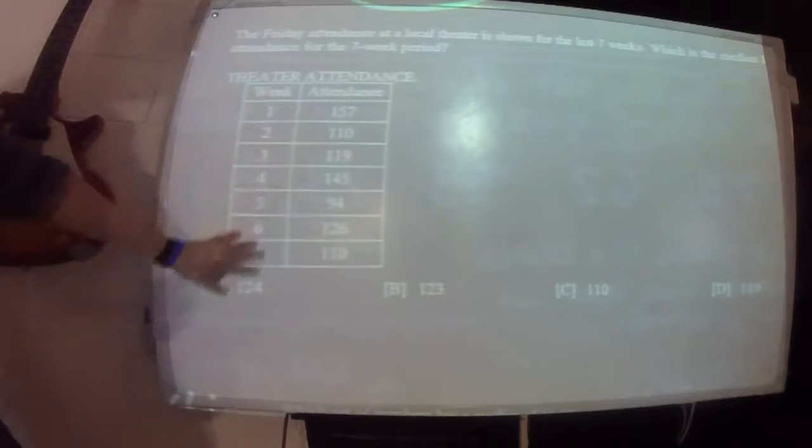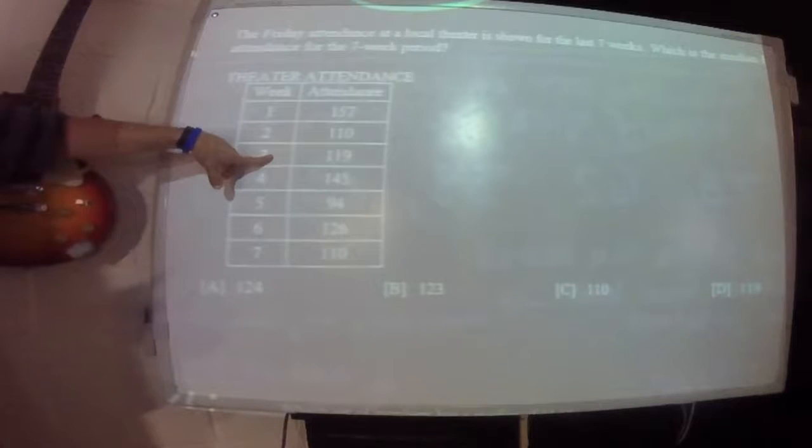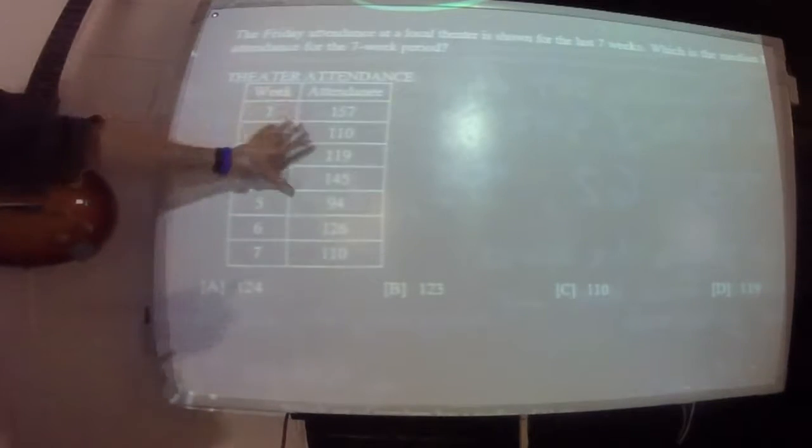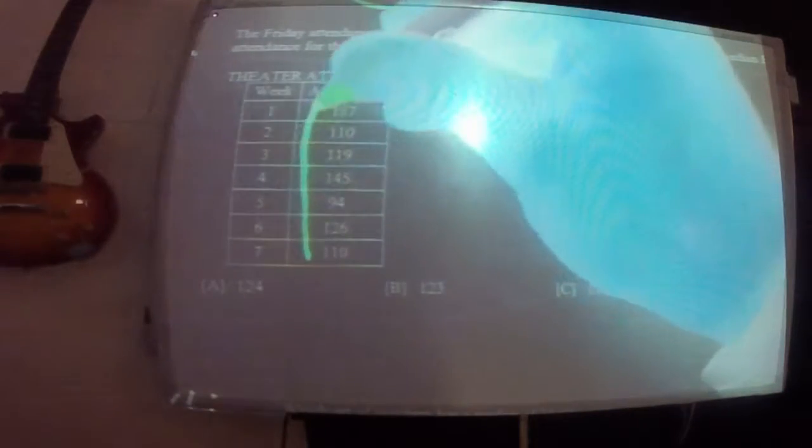These numbers over here don't concern you other than the fact that this was the first Friday, that was the second Friday, that was the third Friday, that was the fourth Friday. Here's the data right here. So this is the data.